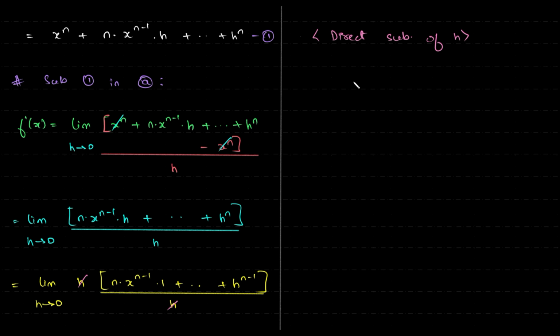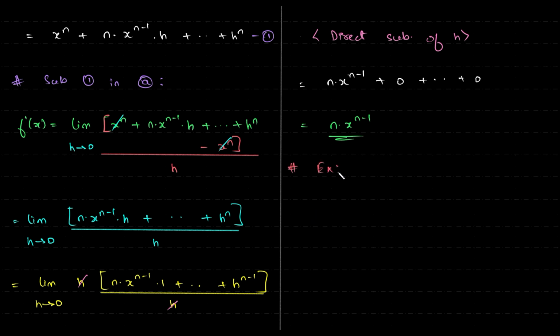So what do we have? We have this to be n into x to the power of n minus 1 plus 0 plus the last term being 0. And finally our answer is n into x to the power of n minus 1. So that is your derivative of the given function.